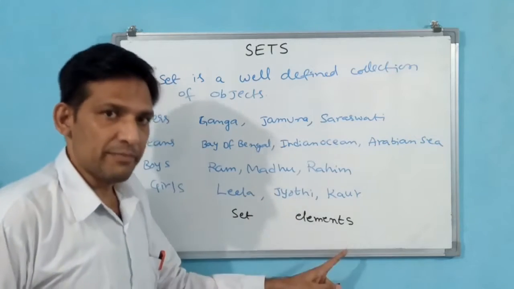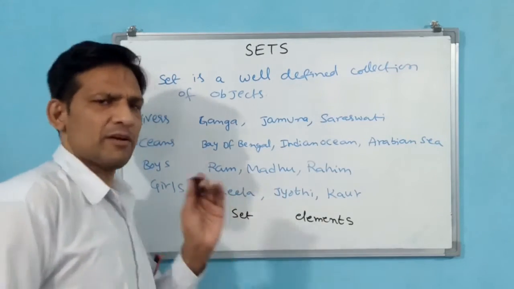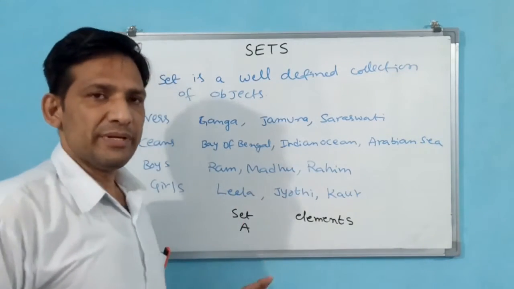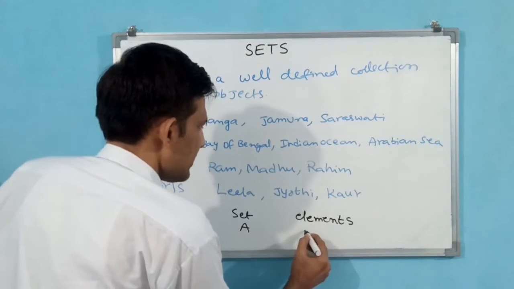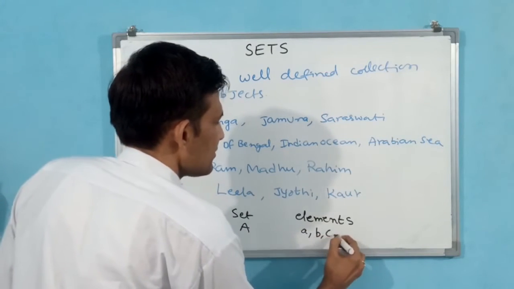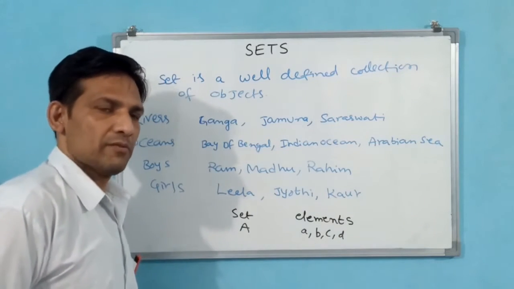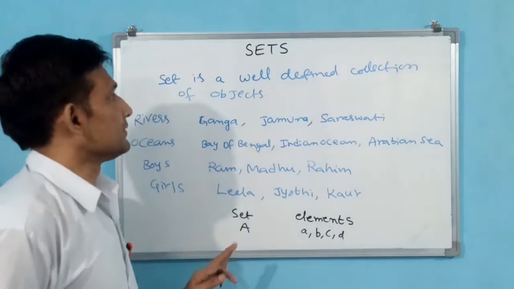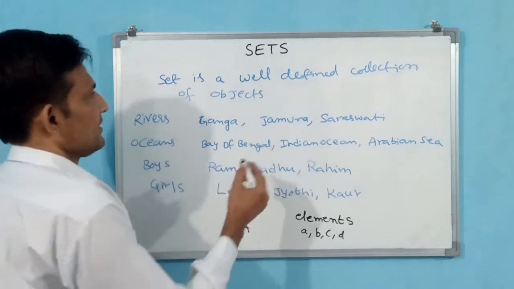Set contains elements. A set should normally be represented by a capital letter, say this is a capital letter A. Elements are normally represented by small letters. Say elements are a, b, c, d, like that. Now, a set will be represented by braces.